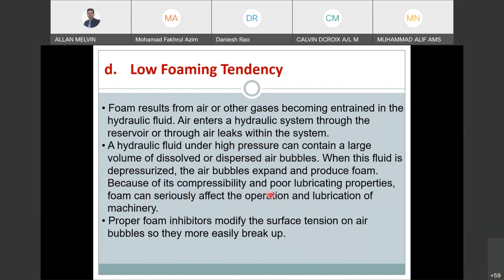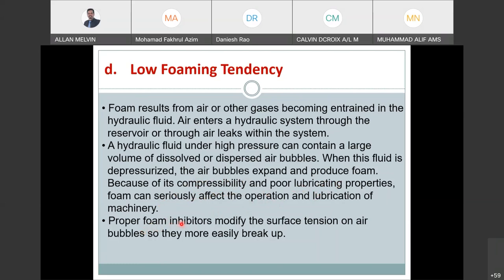Okay. Because of its compressibility and poor lubricating properties, foam can seriously affect the operation and lubrication of machinery. So cuba bayangkan, because it's compressible, you tekan je dia hilang, and it is not providing any lubrication. Because hydraulic oil provides lubrication. If bubble, it's not providing any lubrication. So because no lubrication and is not useful, it can seriously damage your system. That's why once you detect an air bubble or foam, immediately you need to have a mechanism to remove it. So that's a very important stuff.